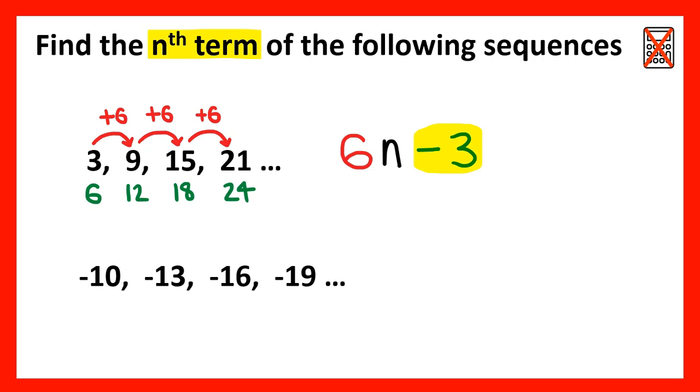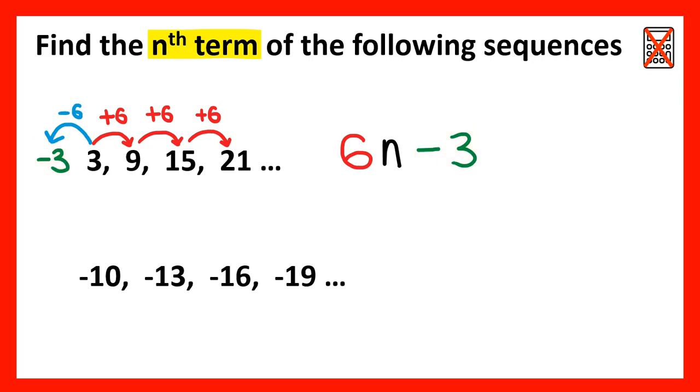There is a quick way of finding the constant without having to write down the times table and looking at the difference between them. You can do that by finding what's called the zero term, which would be the term before your first term. So to calculate this, we'll need to do the inverse. If the sequence is increasing by 6 each time, then the inverse would be subtracting 6, and 3 take away 6 gives me negative 3.